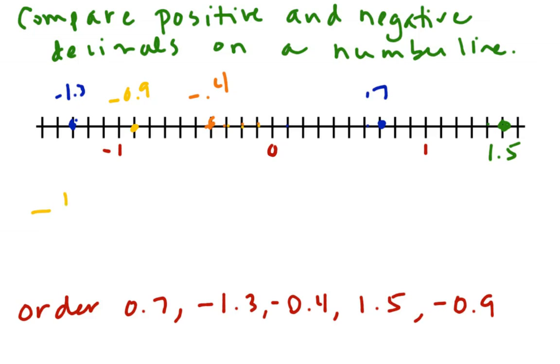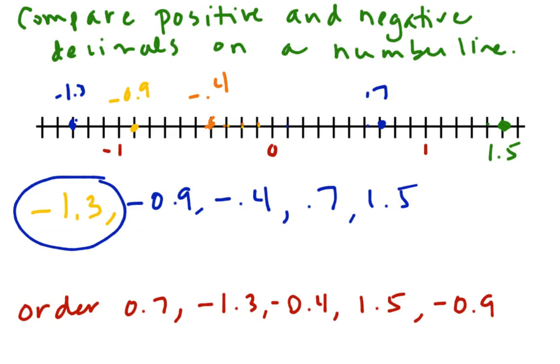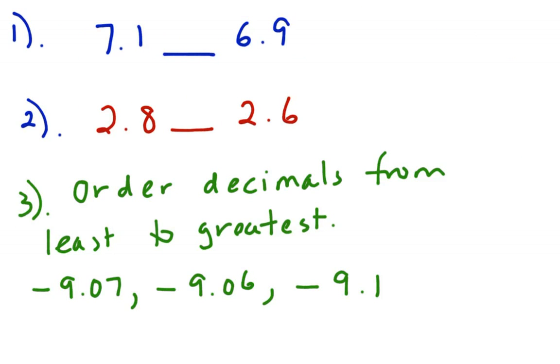All right, so now they're in order. I've got negative 1.3, negative 0.9, negative 0.4, 0.7, and 1.5. So that's probably the easiest way to order them, on a number line. Now notice that you might think that 1.3 is bigger than some of these numbers whose absolute value is smaller than 1.3. But because it's a negative, it's going to be further to the left on a number line, and that means it's a smaller number. It's a smaller decimal.